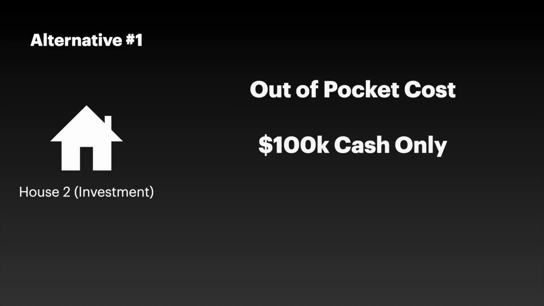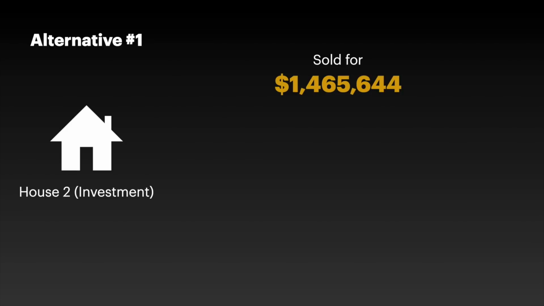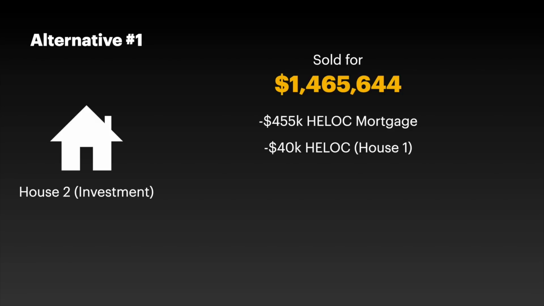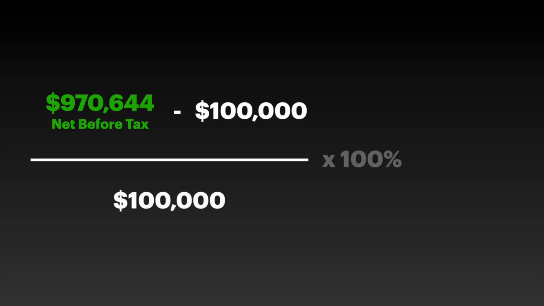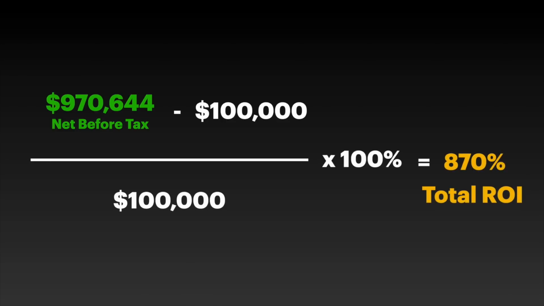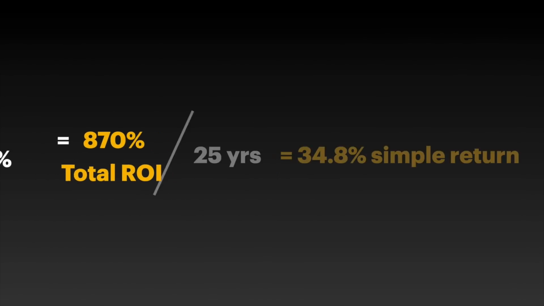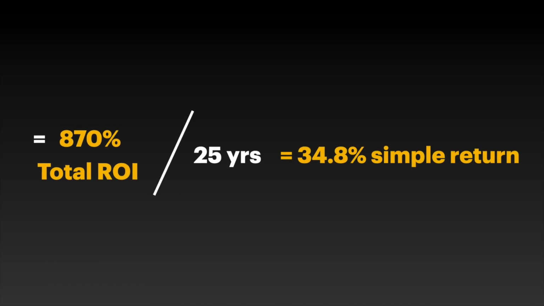So doing it this way, our home is still going to sell for 1.46 mil. Now we have to pay back the 65% HELOC mortgage because we never pay any principal into it, which is $455,000. Plus we have to pay back the 40K equity from our first home, which we also never pay back. So minus everything, in the end on our hand, we have $970,000 left. Minus what we put out, which is 100K, divided by that times 100%, our total return on investment is 870%. And then our simple return for the last 25 years will be 34%. So right here, you can see that our return on investment significantly increased compared to before.